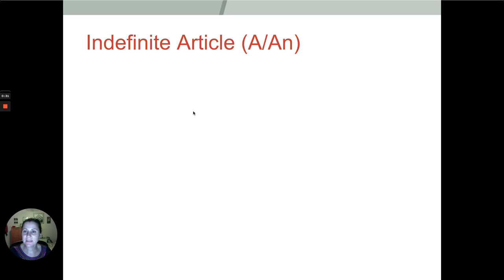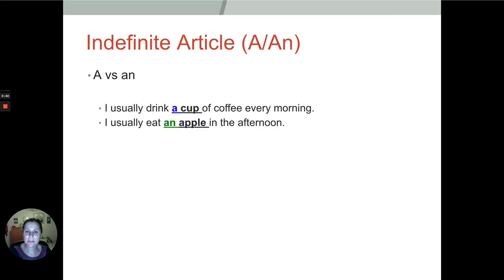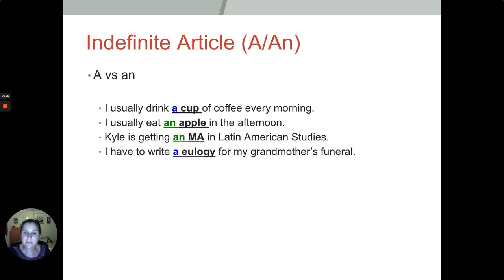First, let's talk about the indefinite article, a, an. I usually drink a cup of coffee in the morning. I usually eat an apple in the afternoon. Kyle is getting an MA. This is a Master's degree of Arts in Latin American Studies. I have to write a eulogy for my grandmother's funeral. This is a speech you give at a funeral.